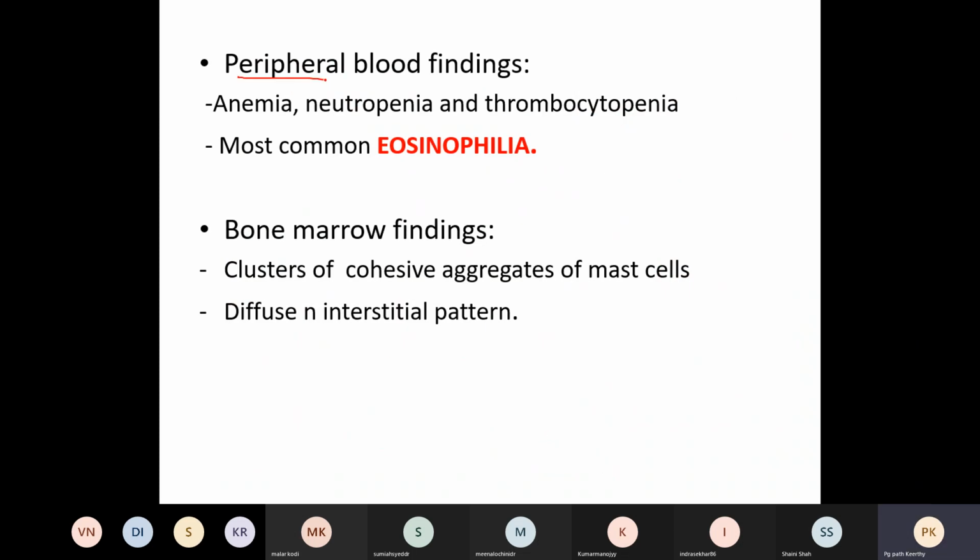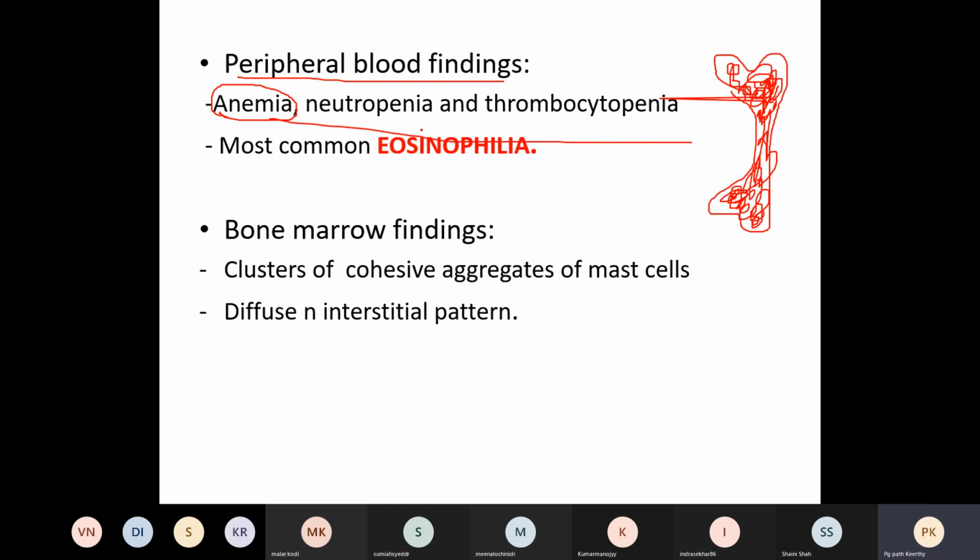So what are we going to see in the peripheral blood? I told you why we see anemia and all these things: your bone marrow is getting filled up by the proliferating mast cells, so there is no place for the other progenitor or hematopoietic stem cells to proliferate. That's why you have all these penias. Then why eosinophilia? It should be eosinopenia, right?